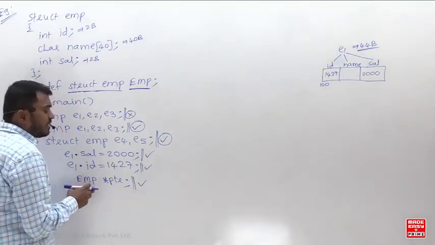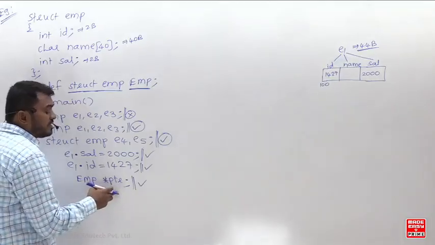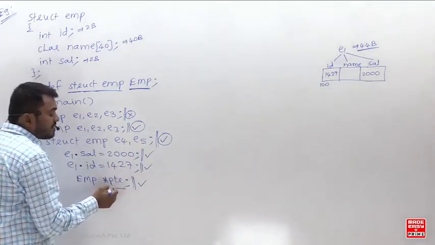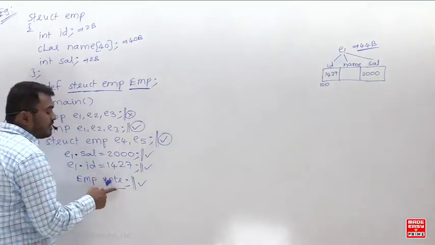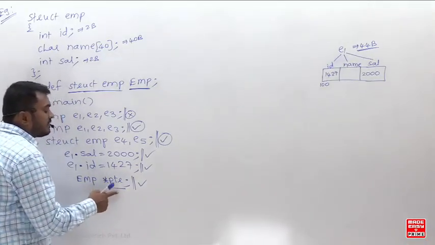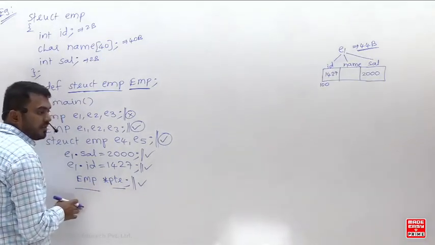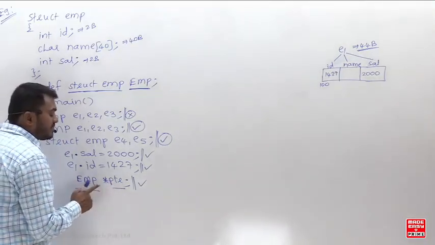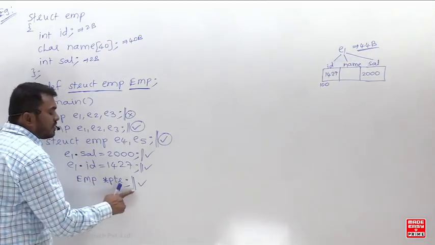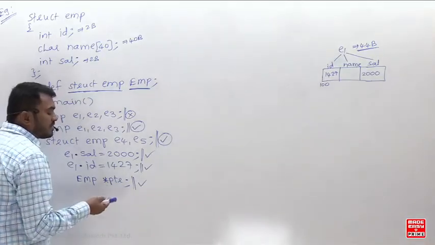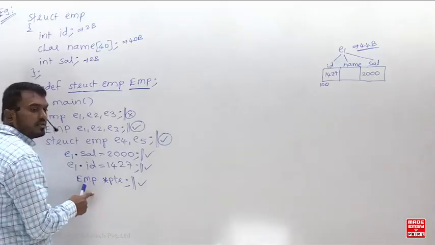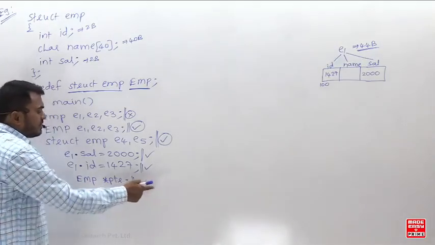Struct EMP. Now tell me, what do you read this? क्या बोलोगे? Tell me. PTR is a pointer variable of type structure EMP, where we can store address of any structure variable. Is that clear? Right. So note down the statement here.